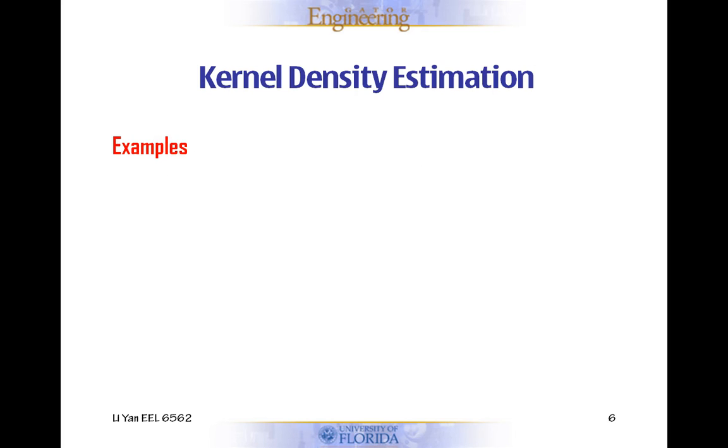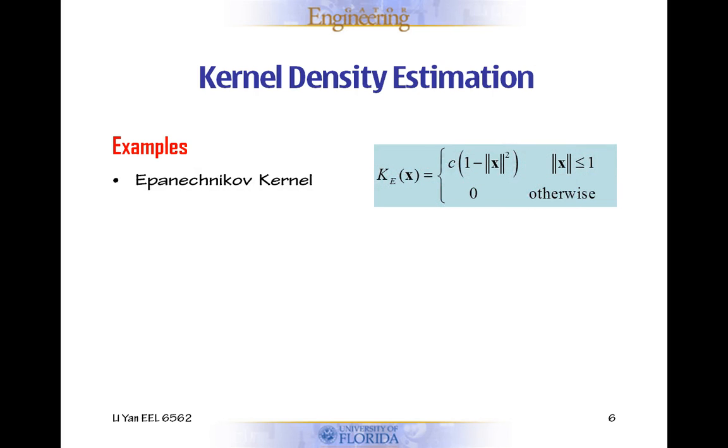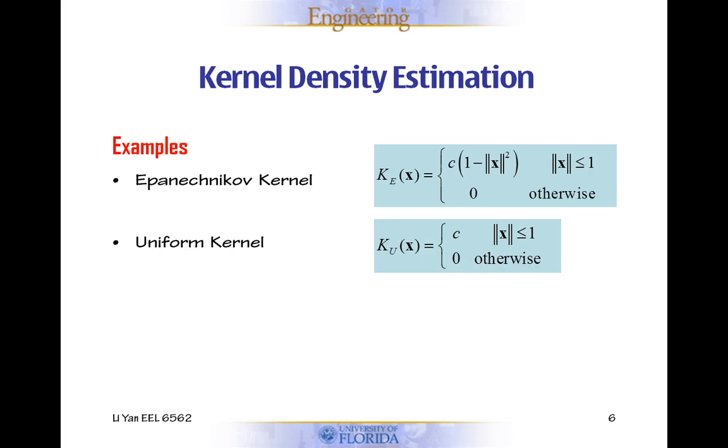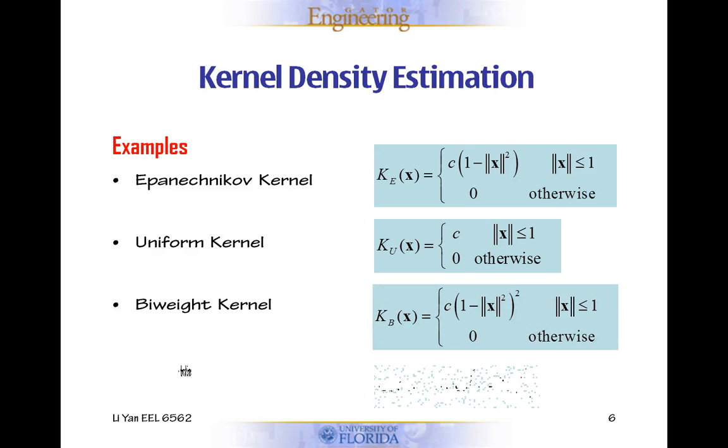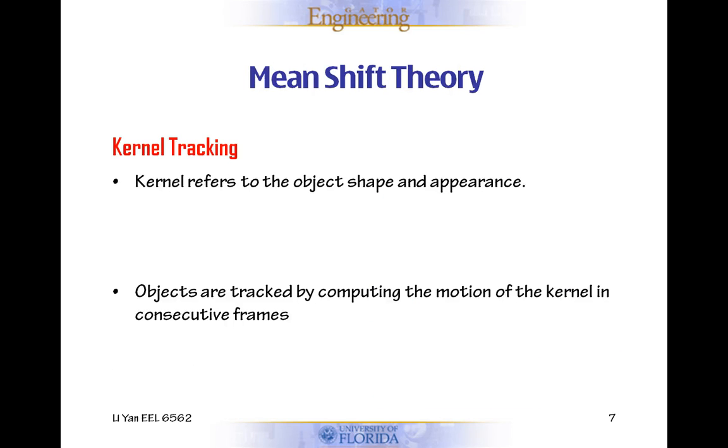The kernel function not only affects the property of the density estimation function, but also has great effect on the convergence and the efficiency of the mean shift method. Therefore, the selection of kernel function is very crucial. And here are some examples of the kernel function. The first one is the Epanechnikov kernel, which is also used in this project. And the second one is the simplest one, the uniform kernel, and then the biweight kernel, and finally the normal kernel, also known as Gaussian kernel.